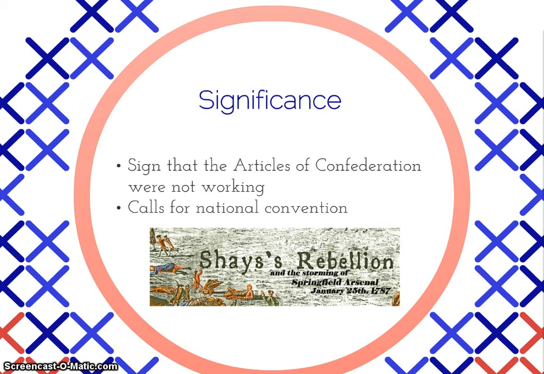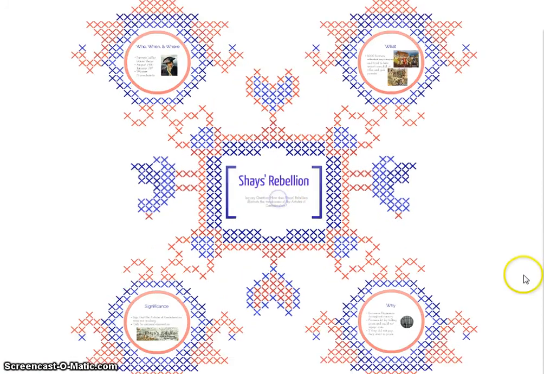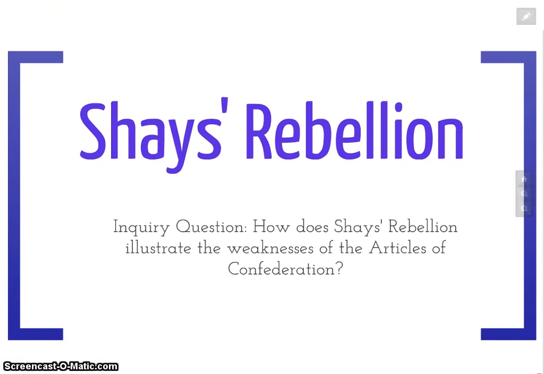So come prepared tomorrow to discuss our question of how does Shays Rebellion illustrate the weaknesses of the Articles of Confederation? We'll get a little bit more into Shays Rebellion, do some primary source analysis on it.